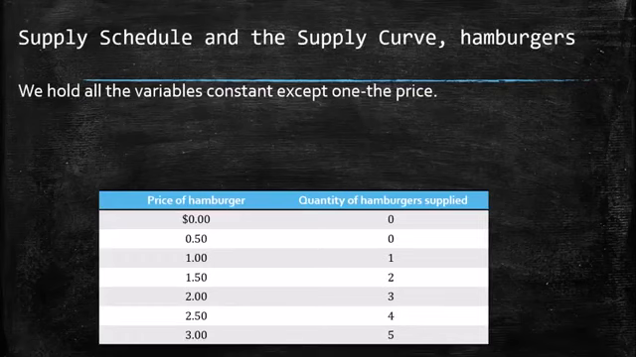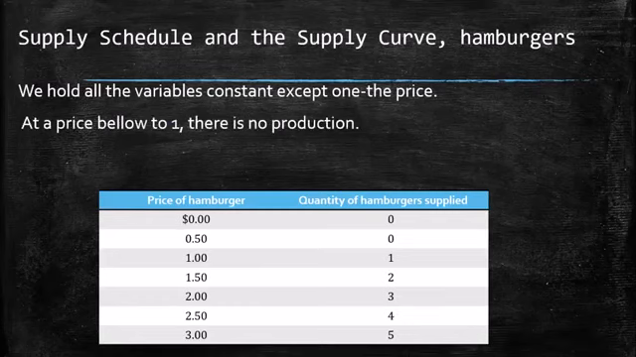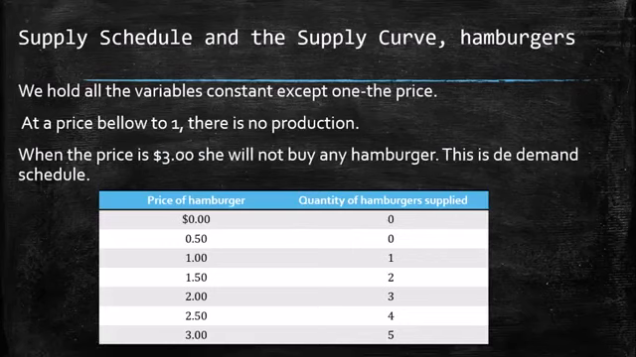Okay, now, as with the demand schedule, we can represent the same case with the supply schedule as well. We hold all the variables constant and we just focus on the price. Here we are talking about hamburgers again. When the price is below 1, there is no production. At this price the supplier says, I'm not going to produce anything.